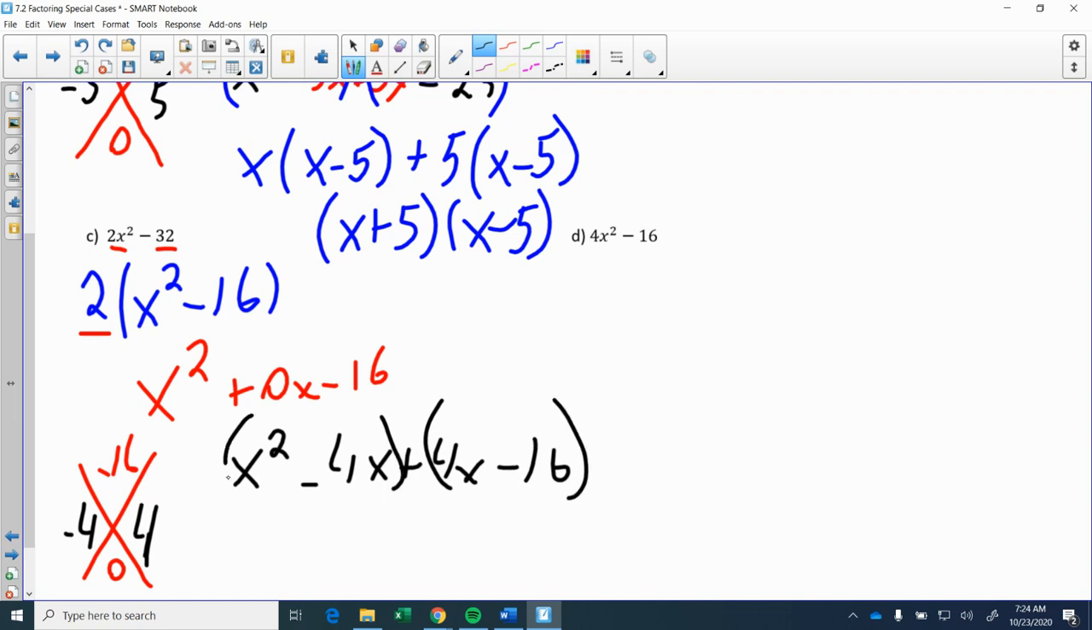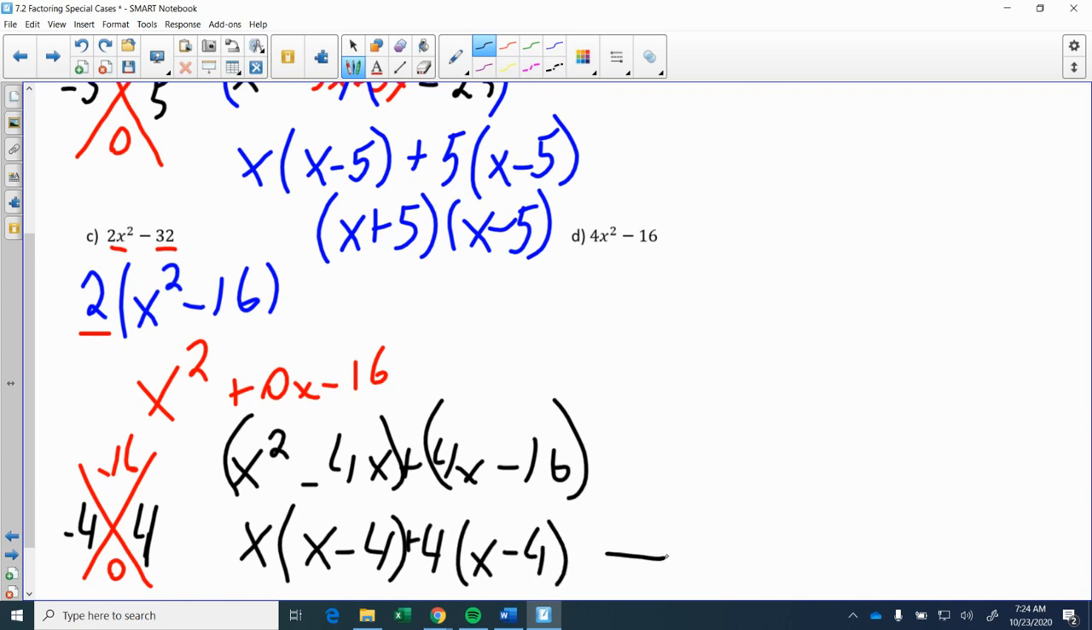We group and simplify. X squared and negative 4x, I can take an x out of both of those to get x minus 4. 4x minus 16, I can take a 4 away from each of those to get x minus 4. And that would give me the final answer of x plus 4 and x minus 4.